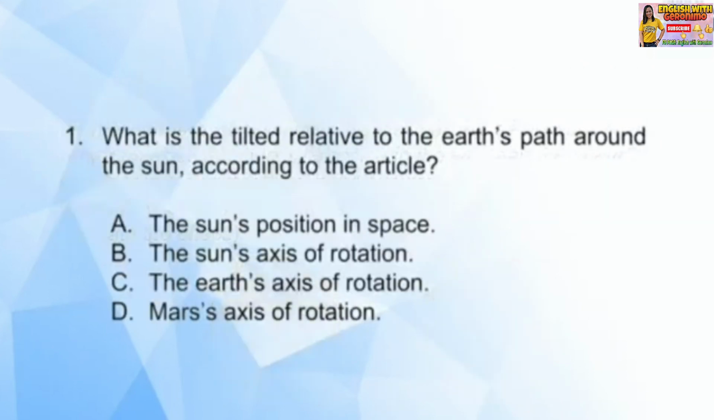Question number 1. What is tilted relative to the Earth's path around the Sun, according to the article? Is it letter A, the Sun's position in space? Or letter B, the Sun's axis of rotation? Letter C, the Earth's axis of rotation? Or letter D, Mars's axis of rotation?